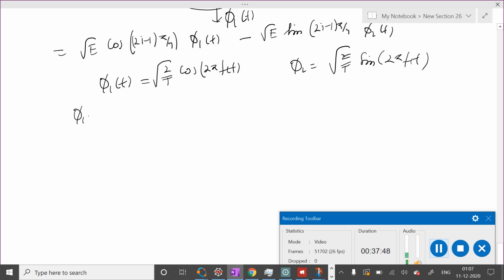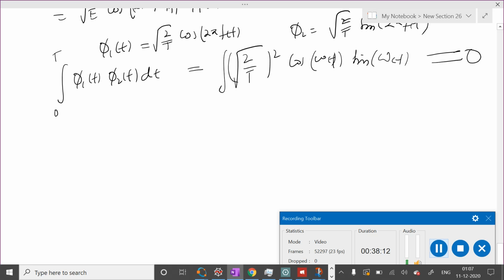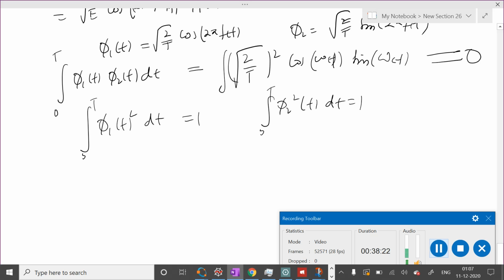If you look at phi 1 of t times phi 2 of t and integrate it over the interval 0 to T, just verify it at your places. You will get a cos of omega ct sine of omega ct integral, and it will come out to be 0. And we also know that the integral of phi 1 squared dt is 1, and the integral of phi 2 squared dt is also 1, because we have chosen the carriers to be of unit energy.